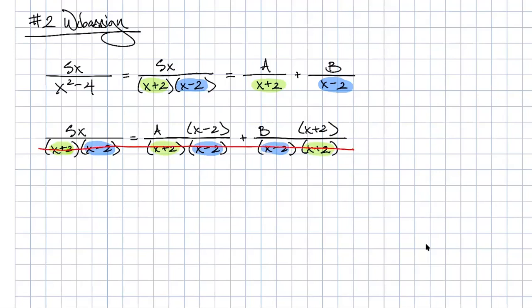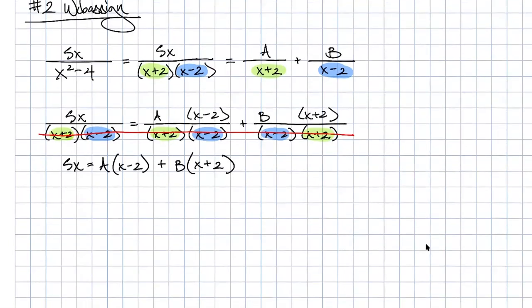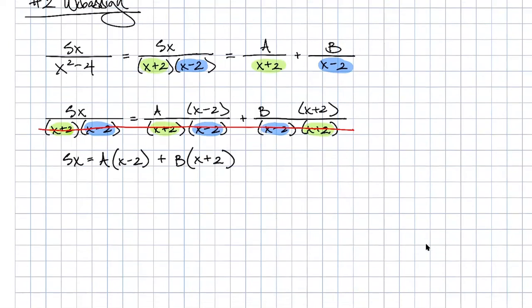I only want to focus on the numerators now. So we get 5x equals a times x minus 2 plus b times x plus 2. Now, I think I chose this one because you should get a fractional value for your a and b. So if you got a fraction, let's just talk about how WebAssign wants you to type it in. So we can use our shortcut here. We can let x equal 2. And then separately, we can let x equal negative 2.